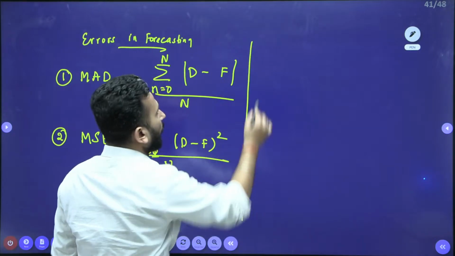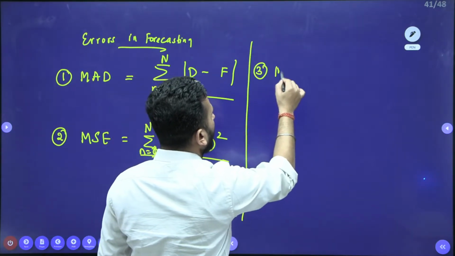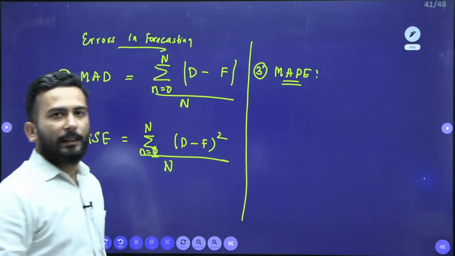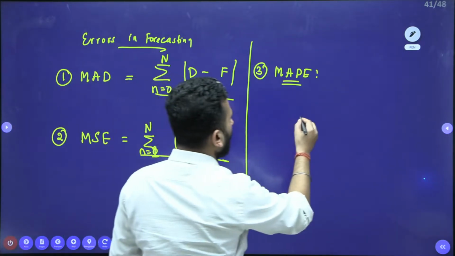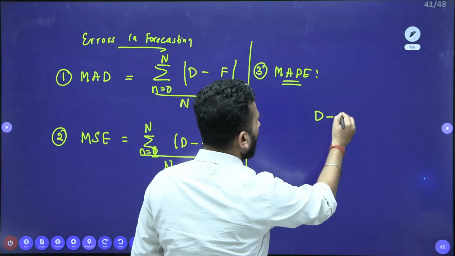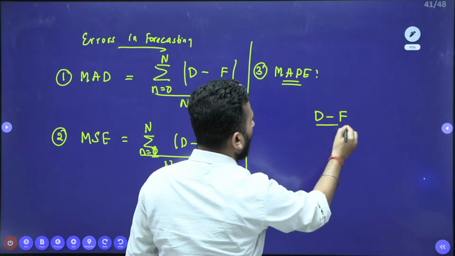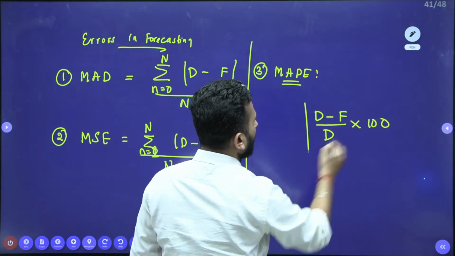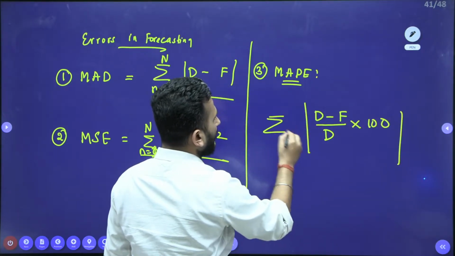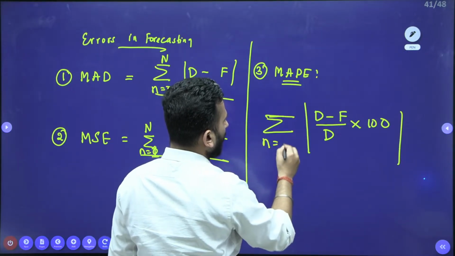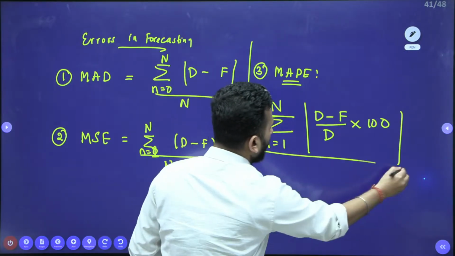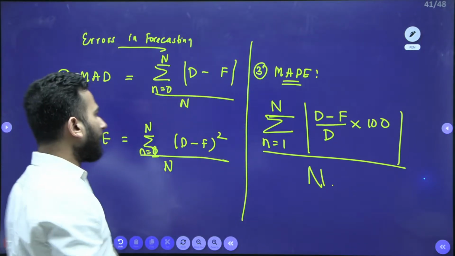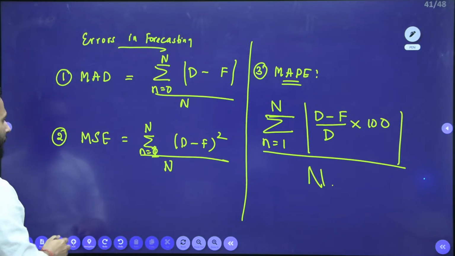Suppose they ask you what is mean absolute percentage error. So what is error? D minus F, divided by D original, into 100, the percentage error. You take the absolute and finally you take the mean, which is n equal to 1 to n, divided by n. That is the mean absolute percentage error. What more is there?